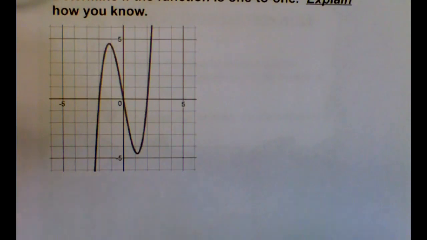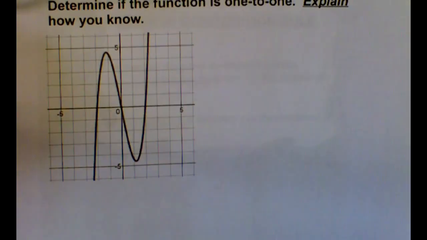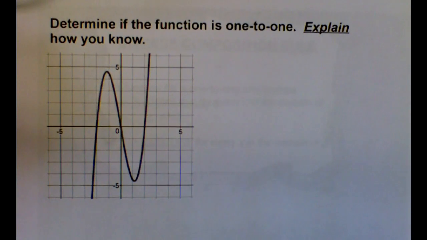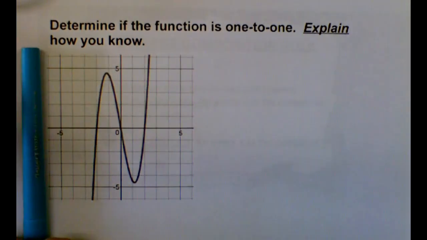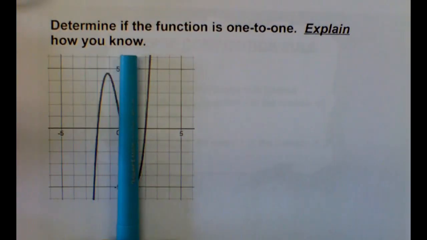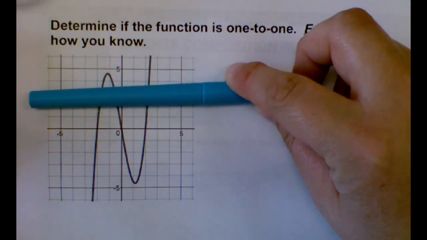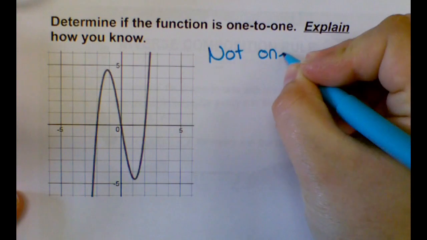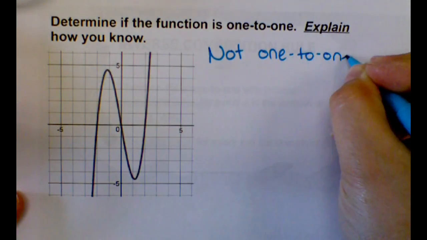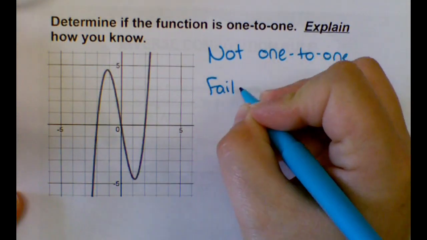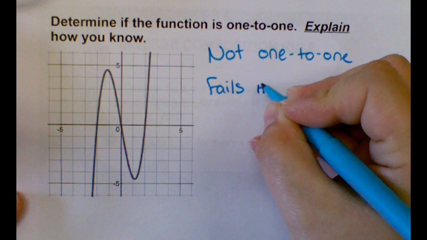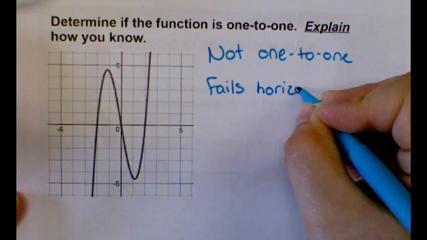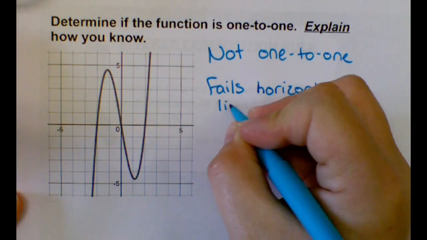All right, let's see if this one's one-to-one. So this one, let's check our vertical line test. We passed the vertical line test. Horizontal line test. Uh-oh. Nope, not one-to-one because it failed the horizontal line test.